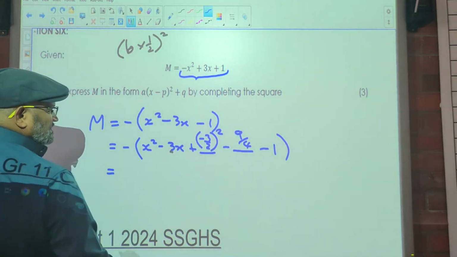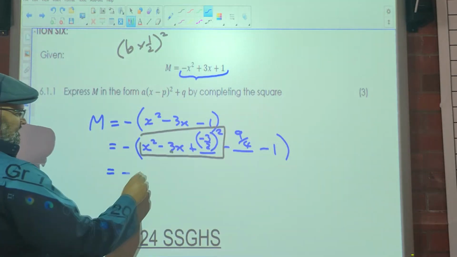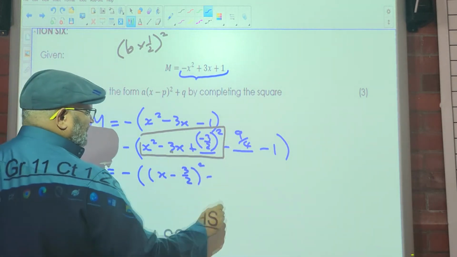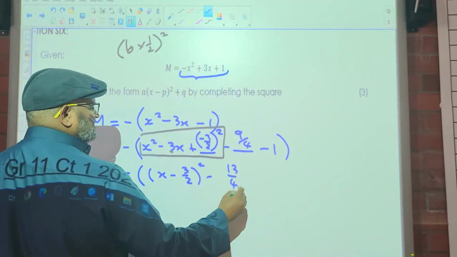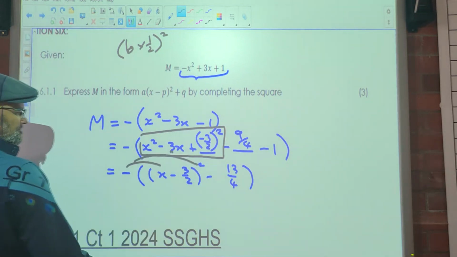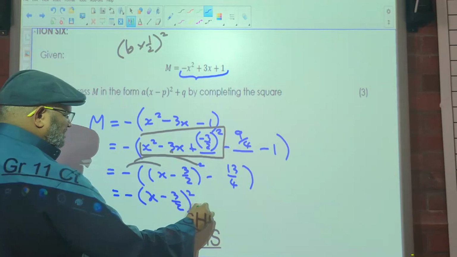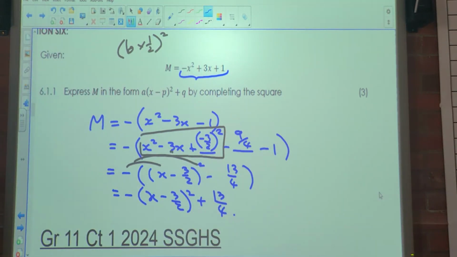So of course this is a perfect square trinomial here, not so? So it's going to be negative into x minus 3 over 2 squared minus, if I subtract it, I'm going to get 13 over 4. Is that correct? Yes, sir. Right. So what do I do now? Put the brackets there. There's negative into x minus 3 over 2 squared plus 13 over 4. Okay.